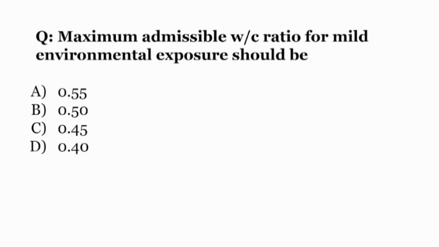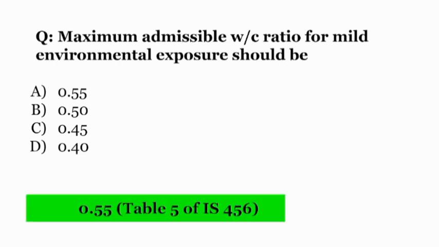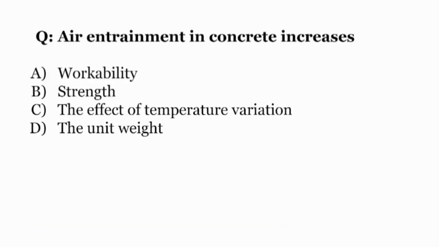Maximum admissible water cement ratio for mild environmental exposure condition should be option A 0.55, option B 0.5, option C 0.45 or option D 0.4. The correct answer is option A 0.55, which is given in Table 5 of IS 456. Air entrainment in concrete increases workability, strength, the effect of temperature variation, or the unit weight. The air entrainment in concrete introduces a small amount of air into the concrete, which increases the workability of concrete.